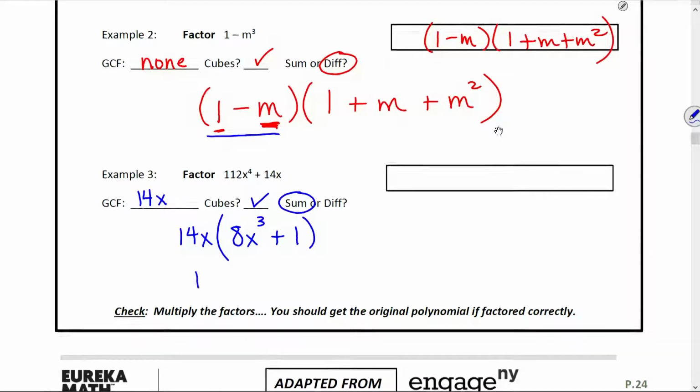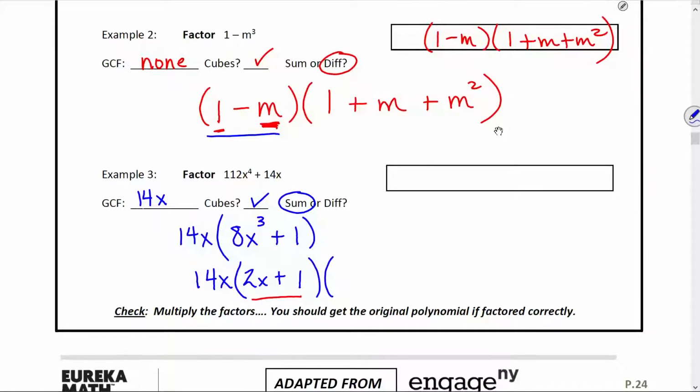Okay, I will keep my 14x, my GCF. I don't want to lose that. That would be bad if I lost that. Okay, and then this pattern. What cubed is 8x cubed? And the answer is 2x. Keep the same sign. What cubed is 1? And it's 1. Okay, and then I keep an eye on this as I move forward.